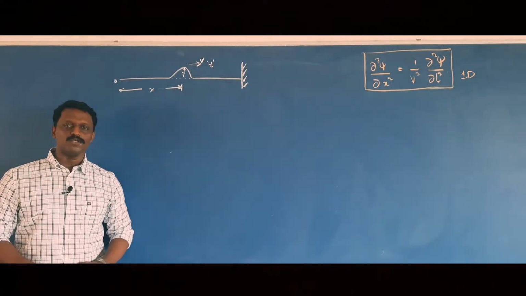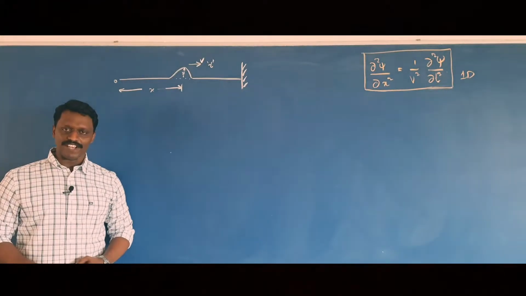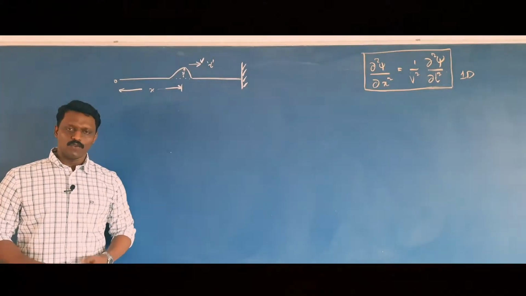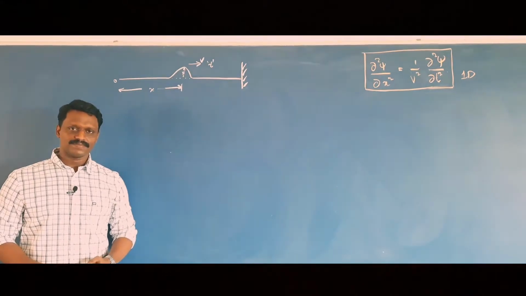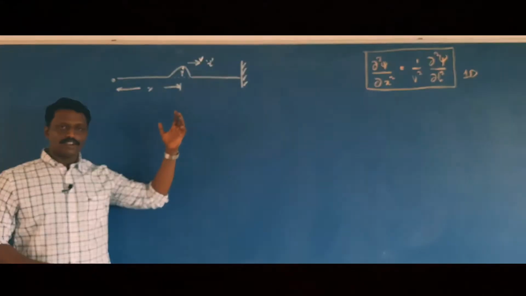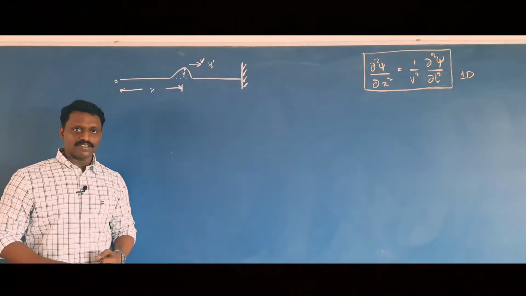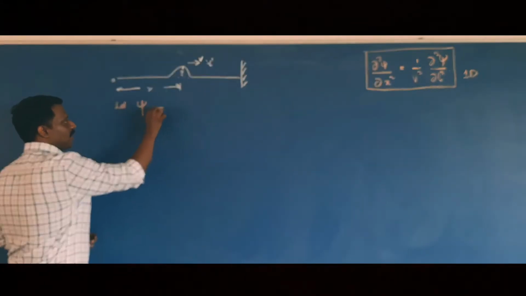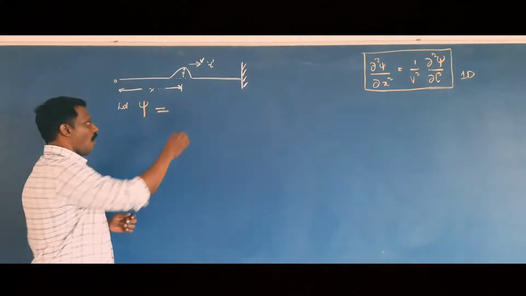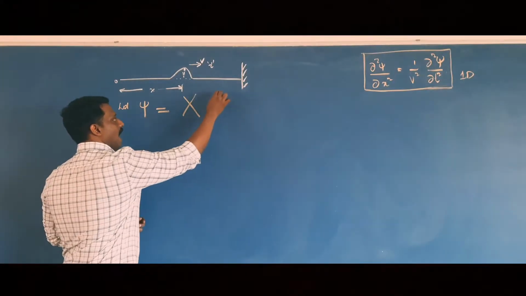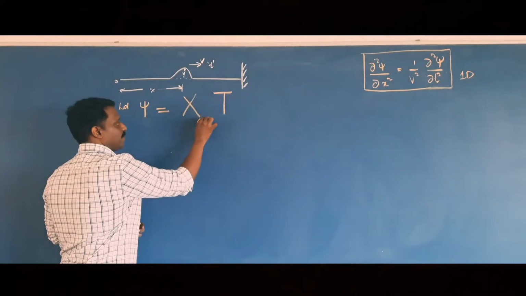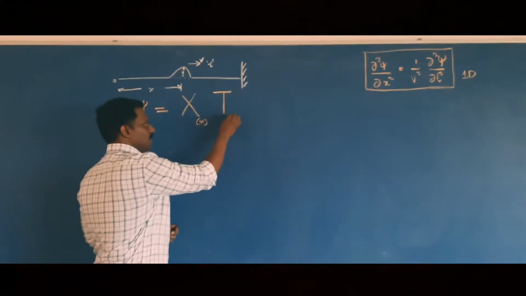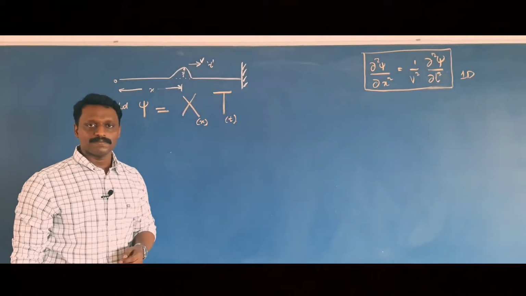The differential equation of wave in one dimension is ∂²ξ/∂x² = (1/v²) ∂²ξ/∂t², where ξ is the generalized wave function. To find the solution of the differential equation, let us assume that the wave function ξ is the product of two quantities X and T, where X is a function of position and T is a function of time.